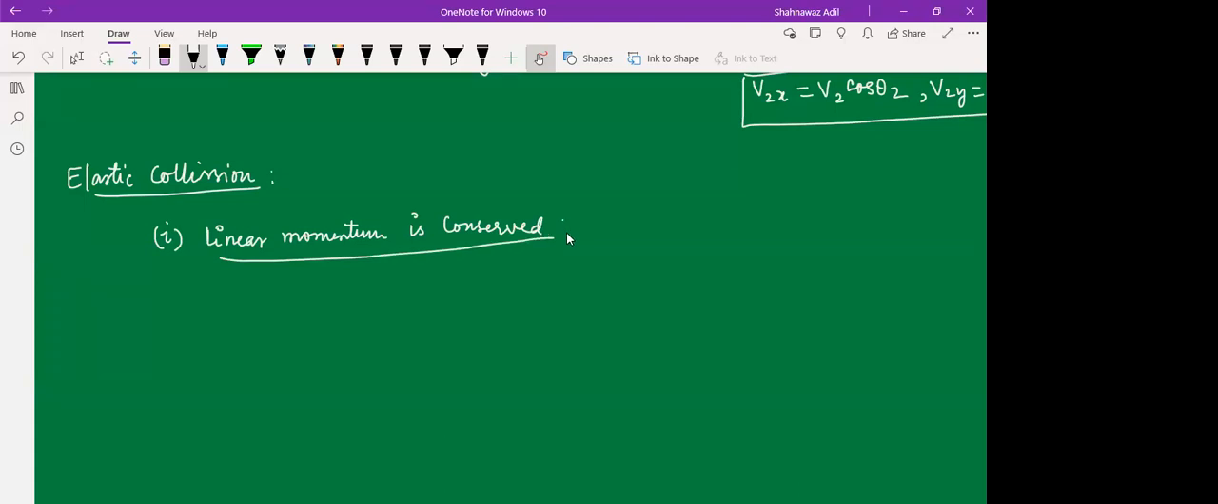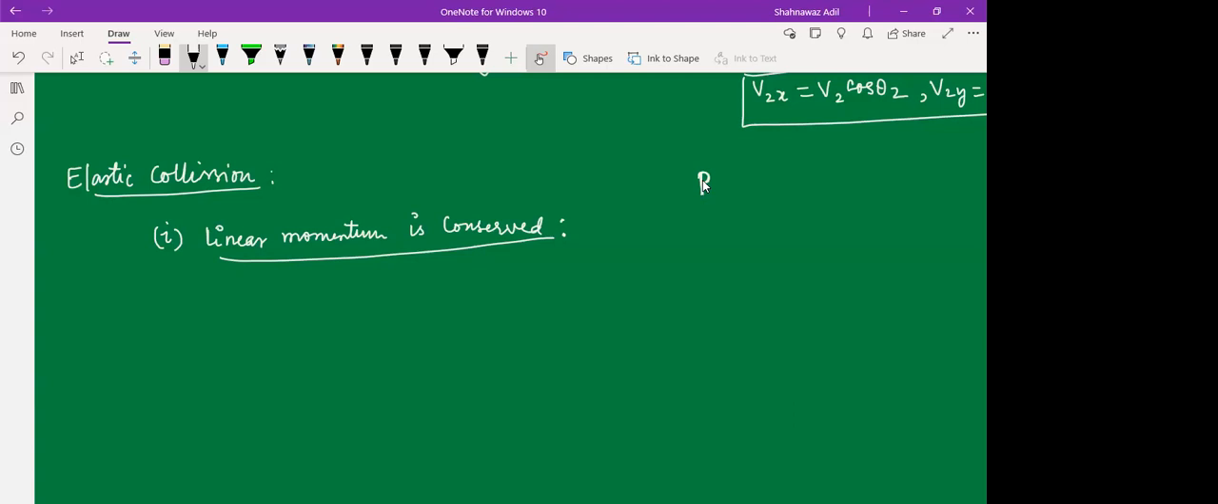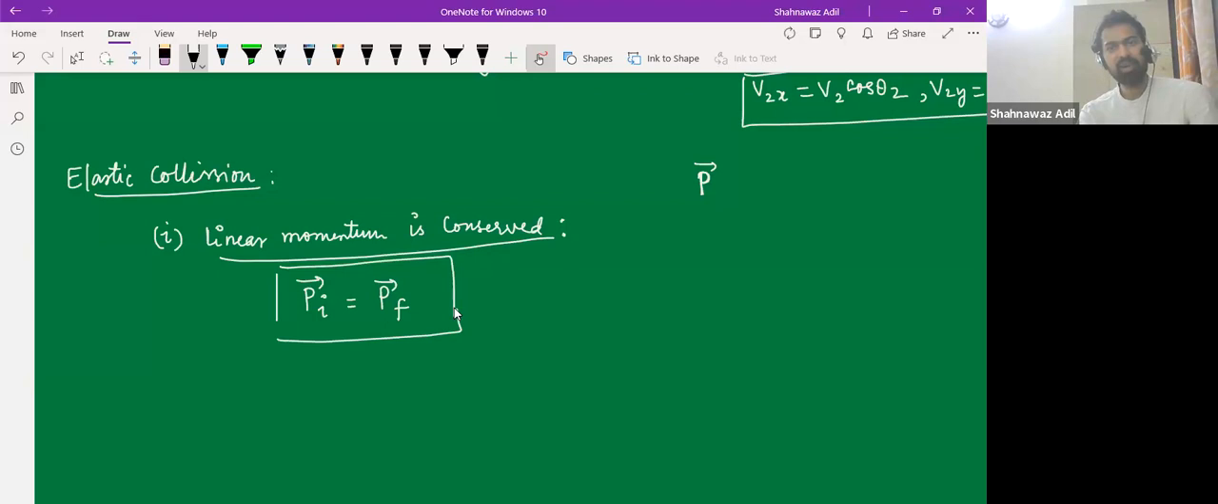And now because we are in 2D, that is why we will write the vector form, because momentum is a vector quantity, not a scalar quantity. What is momentum? Vector quantity, right? So we will write in the vector form. So P initial would be equal to P final in the vector form. Is this part clear, everyone?